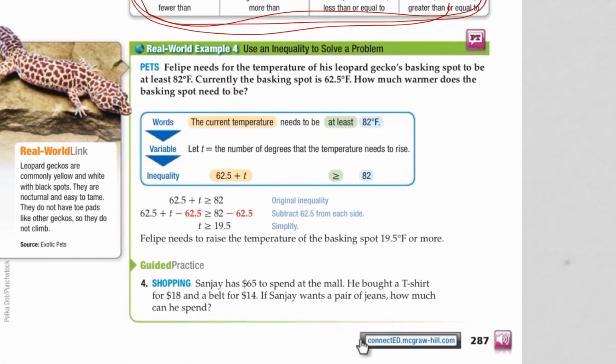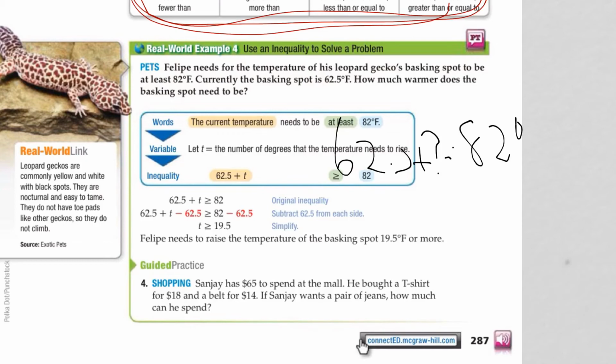Now, real world example. Felipe needs for the temperature of his leopard gecko's basking spot to be at least 82 degrees. That means it has to be 82 at least, minimum. Currently, the basking spot is 62.5 degrees Fahrenheit. How much warmer does the basking spot need to be? So right now, if he needs it to be 82 degrees, and he has it at 62.5 degrees, he needs to add how much to get it at 82?